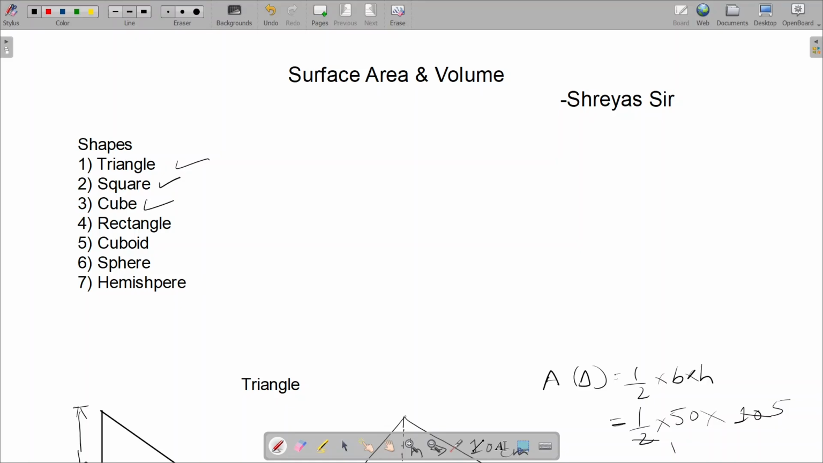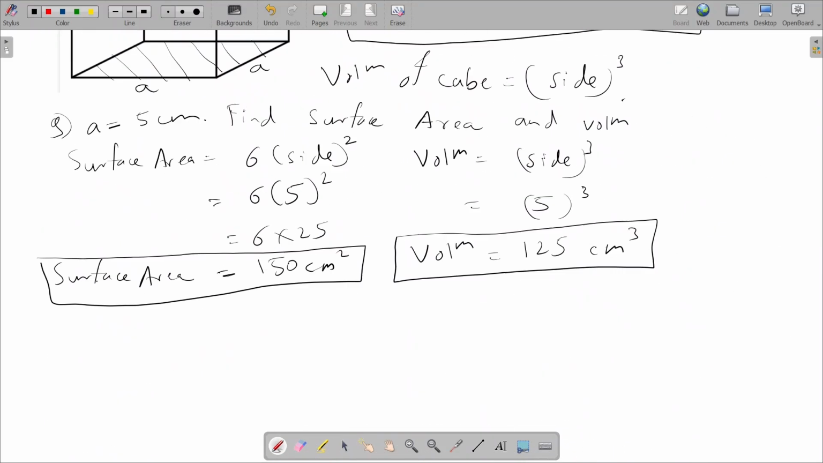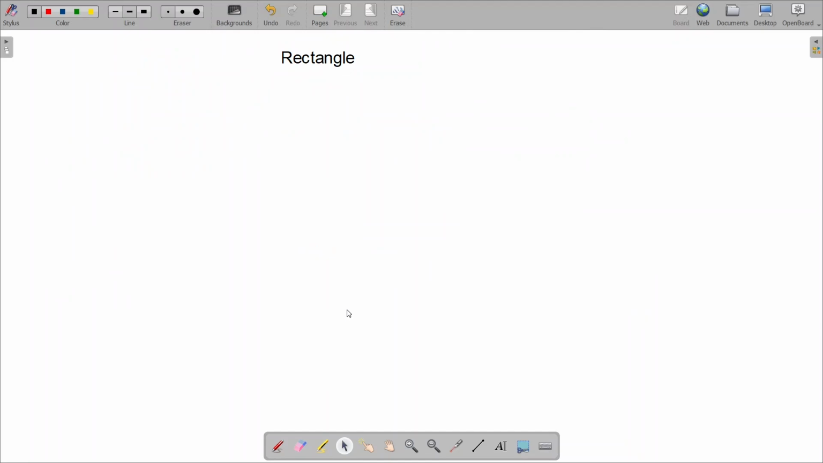Square over, cube over. The next logical figure after having done square and cube is the rectangle. In a rectangle, you have got two sides just like in a square, but the longer side is called length, and the shorter side is called breadth.